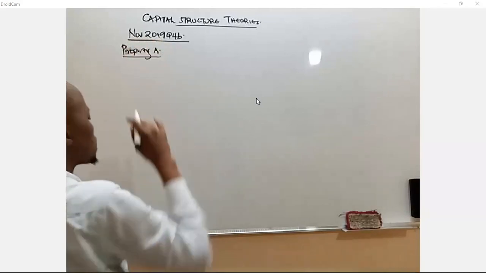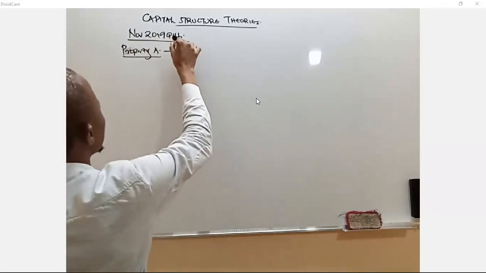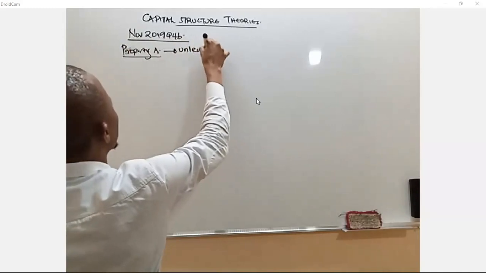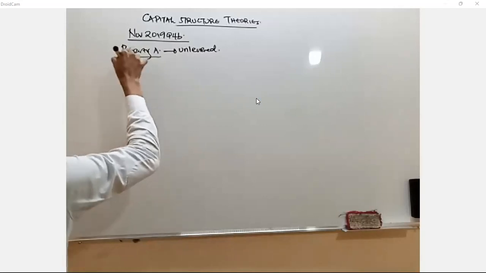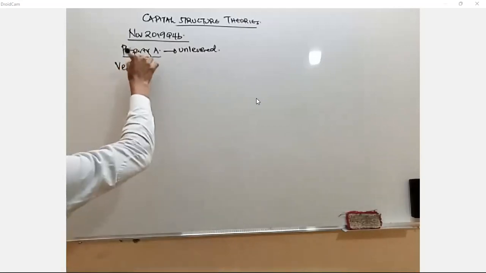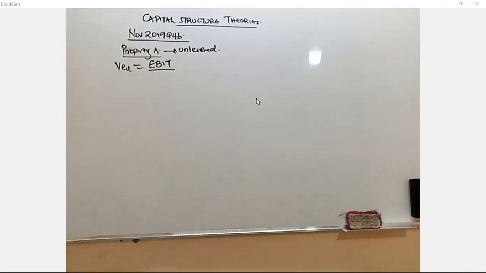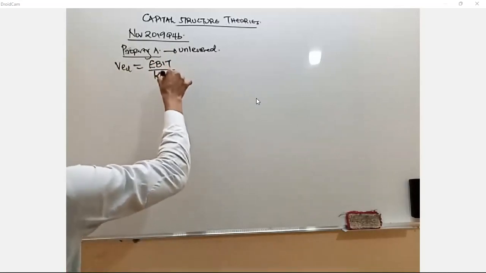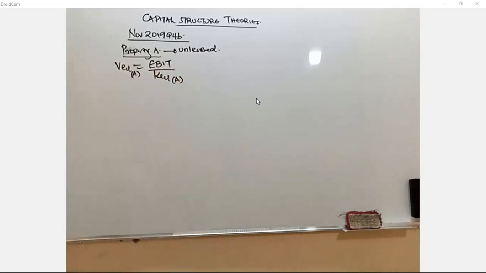Property A, which is equity financed only. Now, in this case, remember, I just want to get the value of equity. This is unlevered because it is equity financed. So to get the value of equity of unlevered, which we said we can get by taking the earnings before interest and taxes and dividing it by the cost of equity of unlevered, but we are discussing property A. So don't forget that. We are discussing property A.